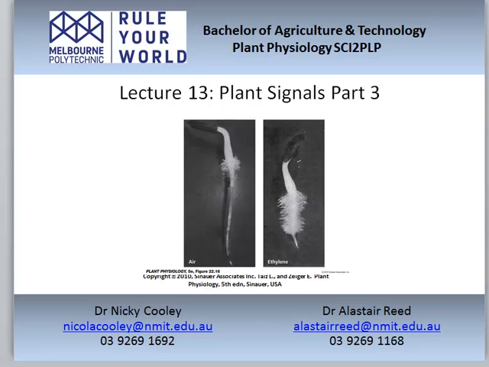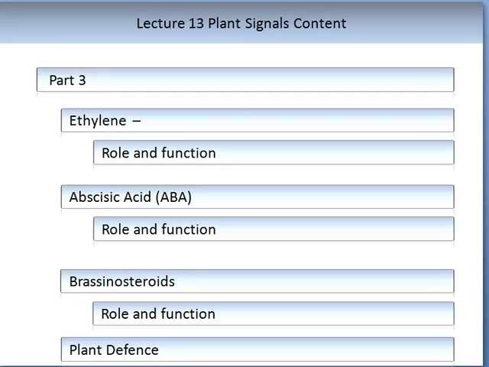My name is Dr. Nikki Cooley. In part 3 we are going to explore ethylene. We are going to look specifically at its role and function. This will be followed by a section on abscisic acid or ABA. Again, we will examine the role and function. And finally, we will finish on the group, the brassinosteroids. We will look at the role and function of these hormones as well. This lecture will be concluded with a summary on plant defense.